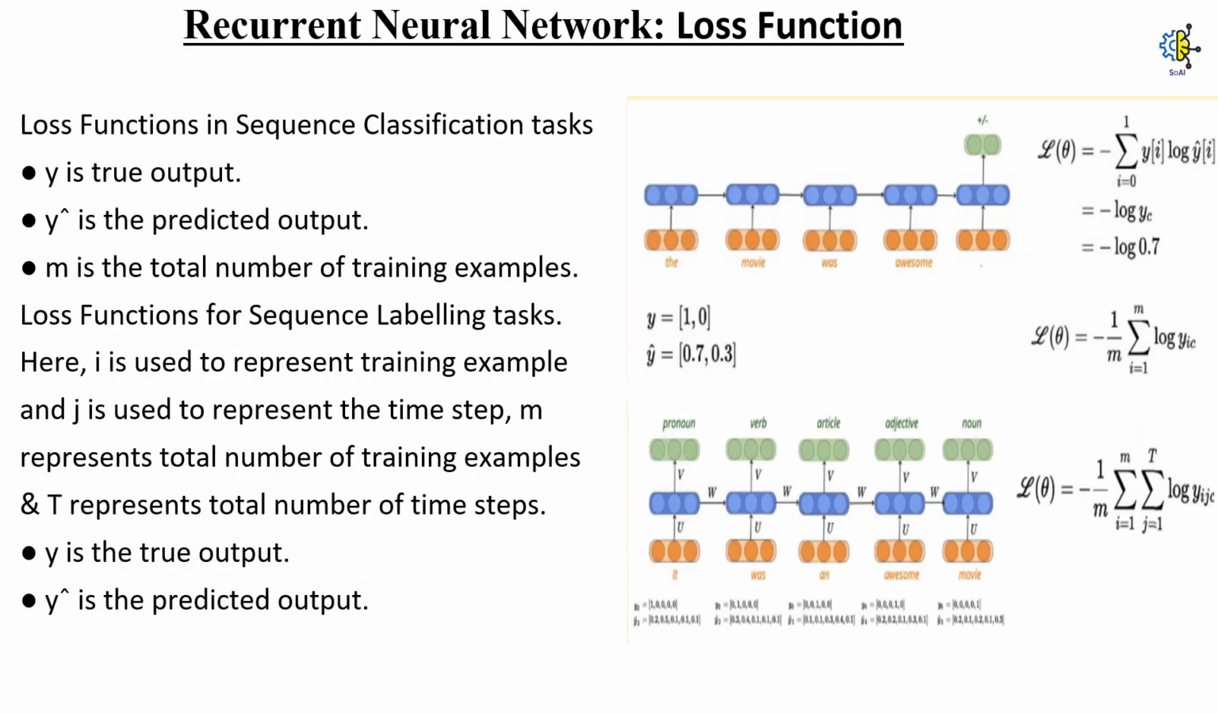Loss function. Loss function in sequence classification tasks. Y is the true output, y cap is the predicted output. M is the total number of training examples. Loss functions for sequence labeling tasks. Here I is used to represent the training example and J is used to represent the time step. M represents the total number of training examples and T represents the total number of time steps. Y is the true output and y cap is the predicted output.